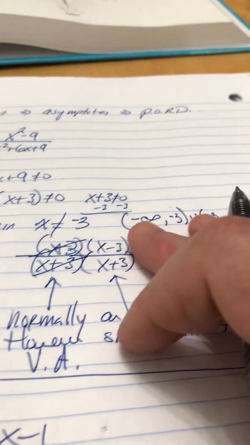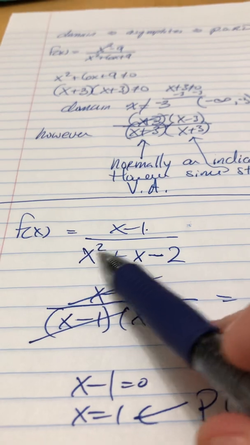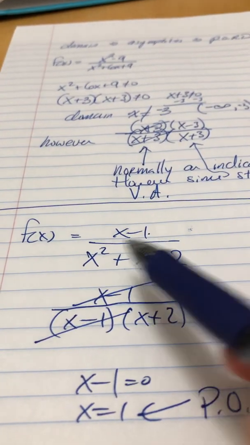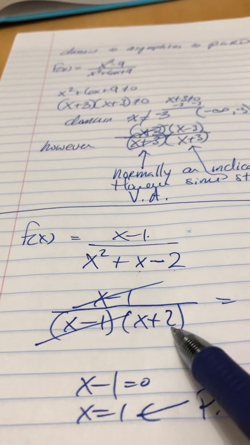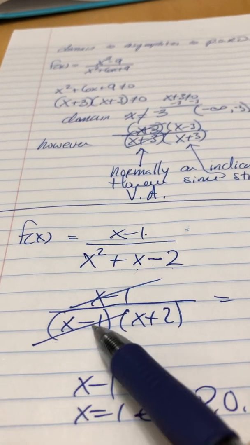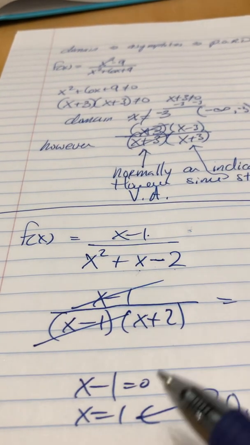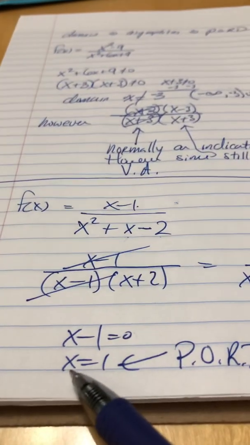Now, we're going to deal with another function. So this one is x over x squared plus x minus 2. Now, factoring the bottom, you should get x minus 1 times x plus 2. And these x minus 1's cancel. All right, let's address that. At x minus 1, it would equal 0, or you'd have x equals 1.